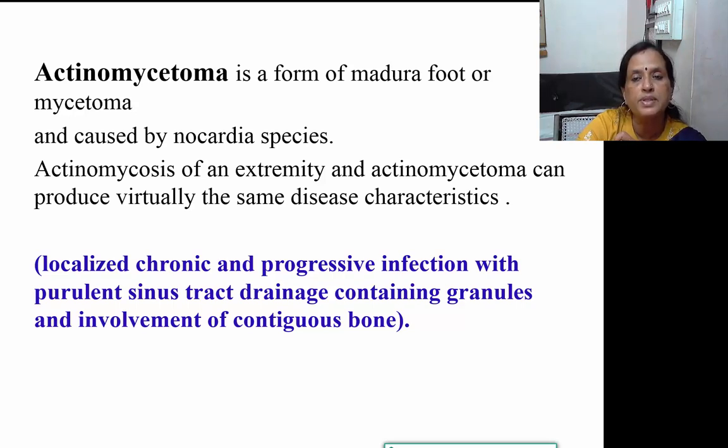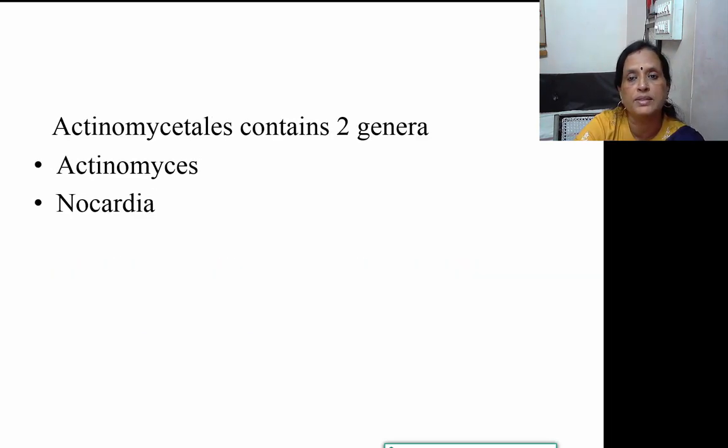Sometimes this can involve the underlying bone causing osteomyelitis. It is a localized, chronic and progressive infection with purulent sinus tracts draining, and the sinuses contain granules of different colors, but with actinomycosis it will be yellowish. It may involve the adjacent bone also, causing chronic osteomyelitis.